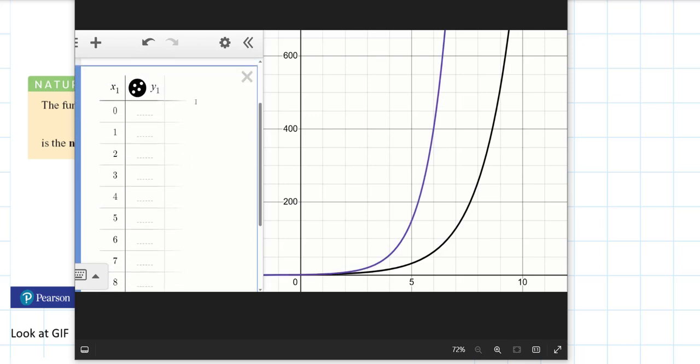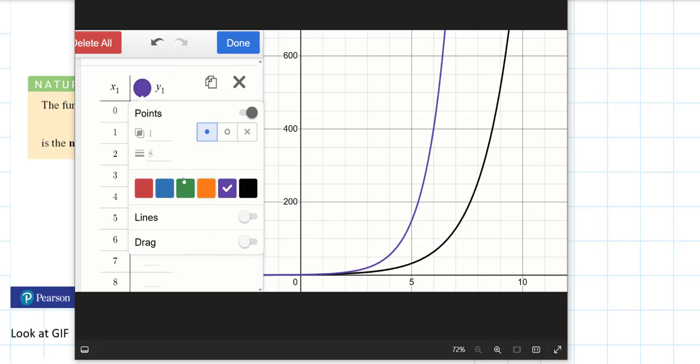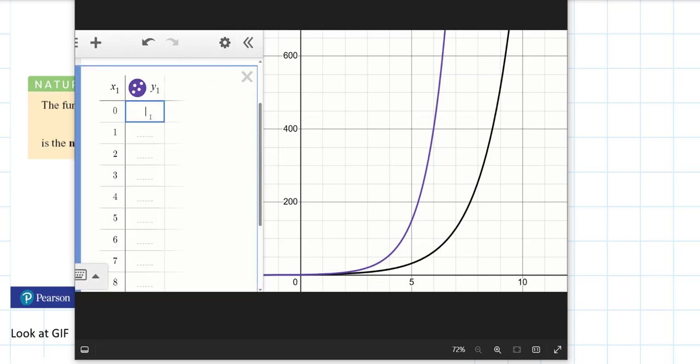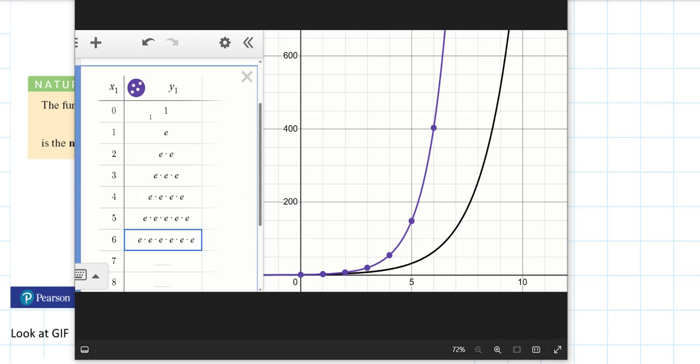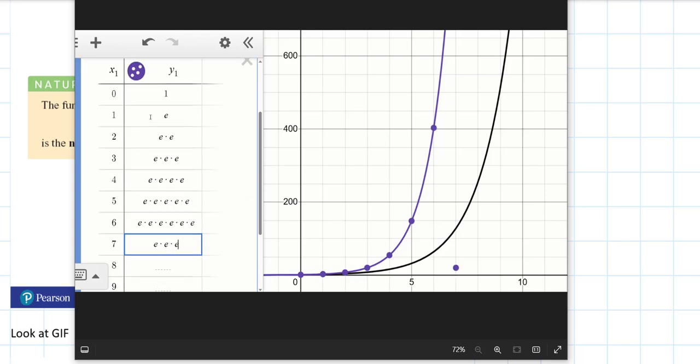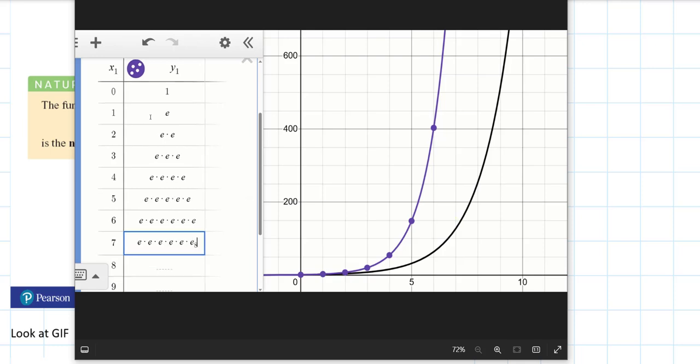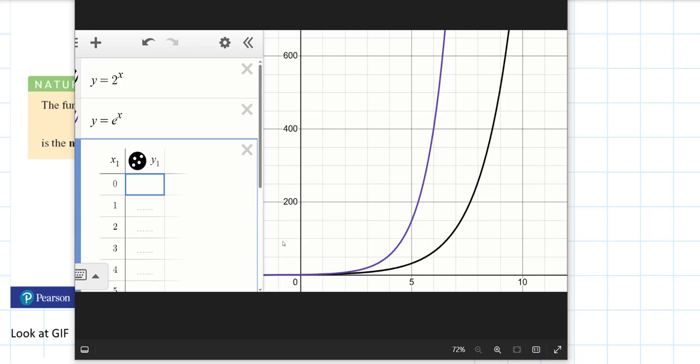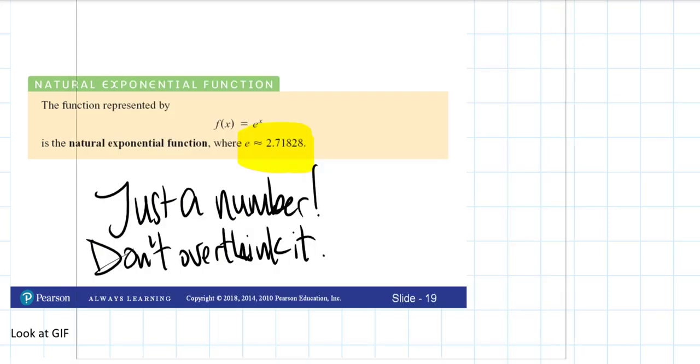And then I show you that you build the e to the x function the exact same way. So you plug in 1 for 0 because there's no e's there, and then 1 e, then 2 e's being multiplied, then 3 e's being multiplied, then 4 e's being multiplied, and so on and so forth. And that's how you create it, just like how you created 2 to the x. So don't think that it changes just because it's an e instead of a number that you recognize. E is not even 3. It's 2.7 something. 718, I think. Let me see. Yeah, 2.718.